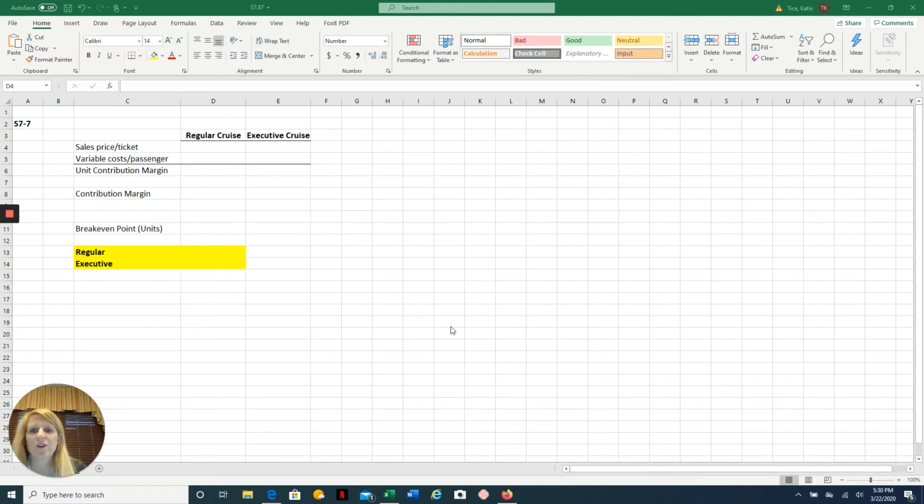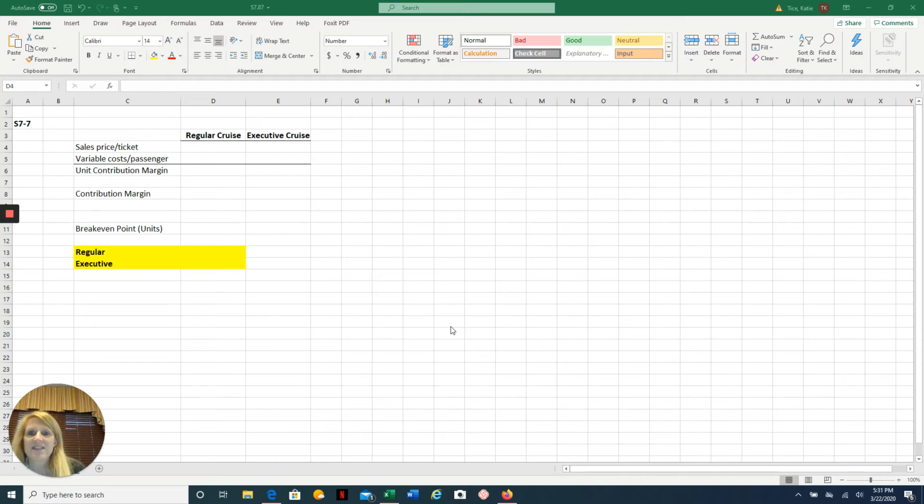So I received a question from the homework, which was S7-7. It's a sales mix question, so I thought we could work it together. So first of all, when you have a sales mix question, you have a company that's selling two or more products. So for example, in S7-7, the two products are the regular cruise and the executive cruise.